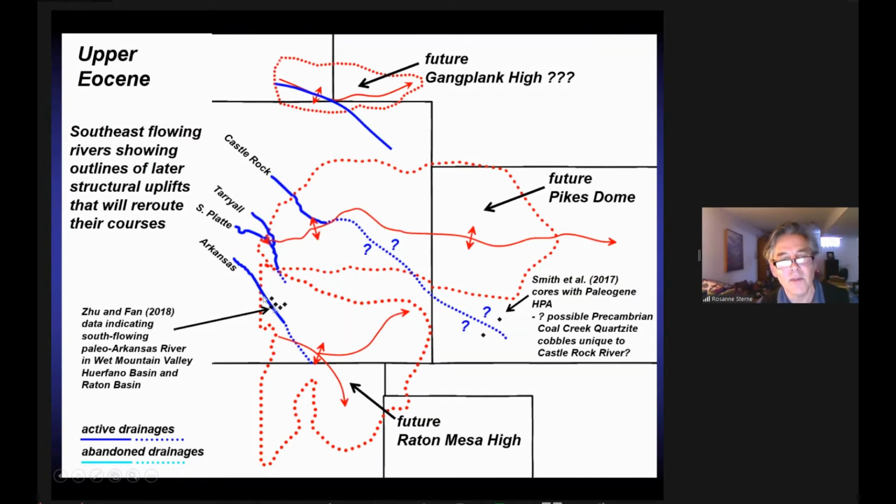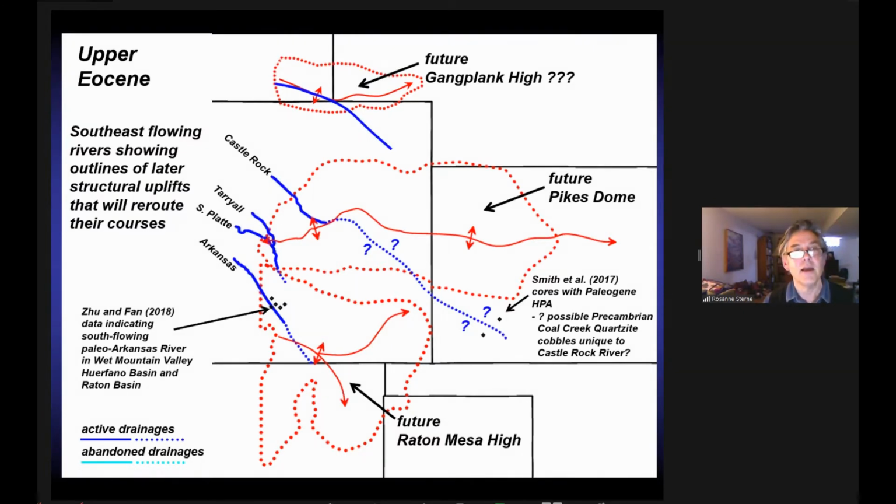And then the Arkansas River, based on the work by Zhu and Fan, they believe that the upper Arkansas originally flowed south through the Wet Mountain Valley down through the Huerfano and Raton basins. So we have these series of southeast flowing rivers, and they're about to be disrupted by growth on these domes.